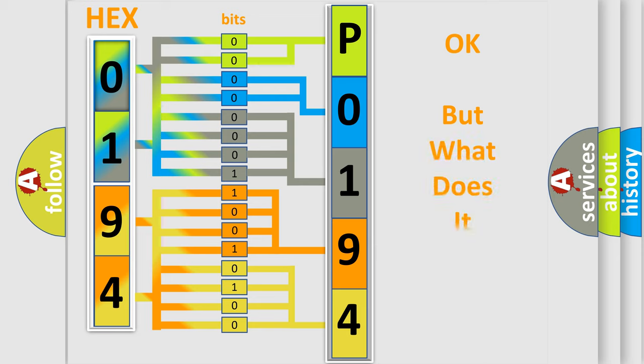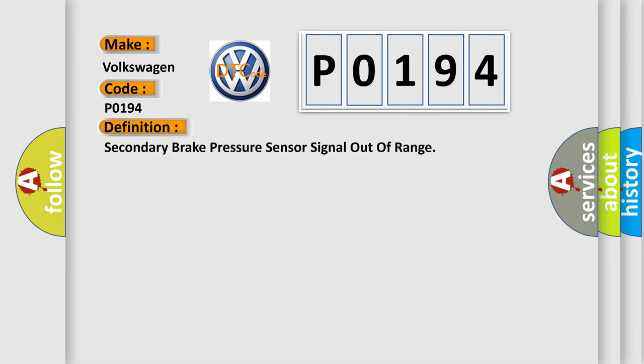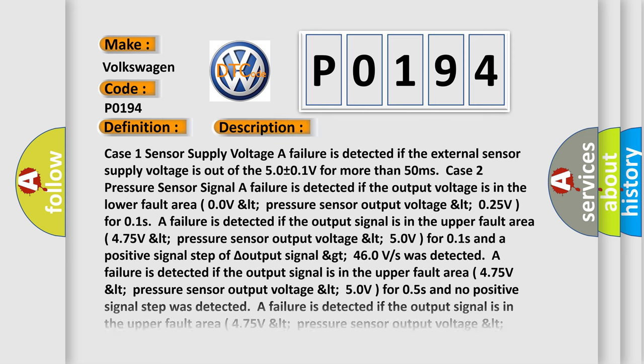The number itself does not make sense to us if we cannot assign information to what it actually expresses. So, what does the diagnostic trouble code P0194 interpret specifically for Volkswagen? The basic definition is: secondary brake pressure sensor signal out of range. And now this is a short description of this DTC code.